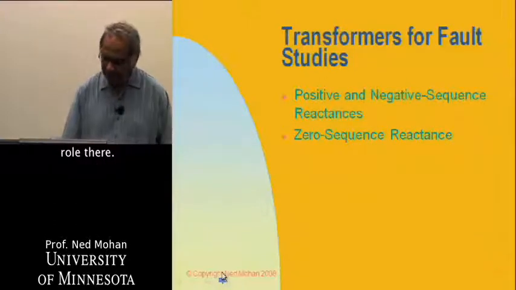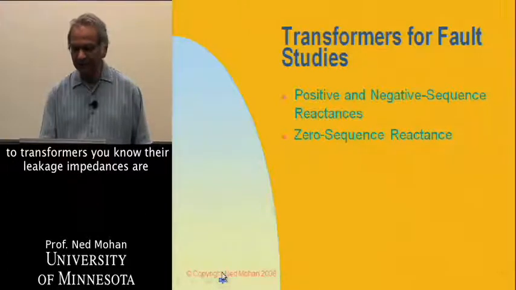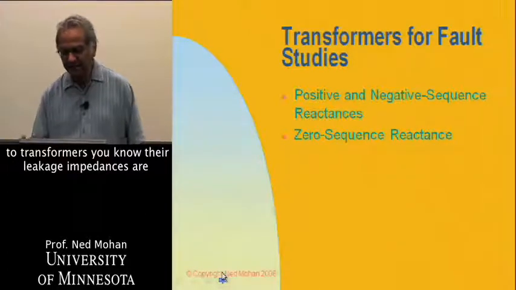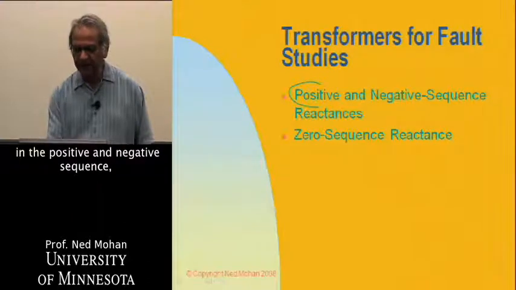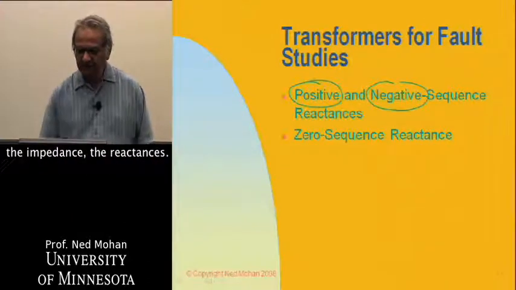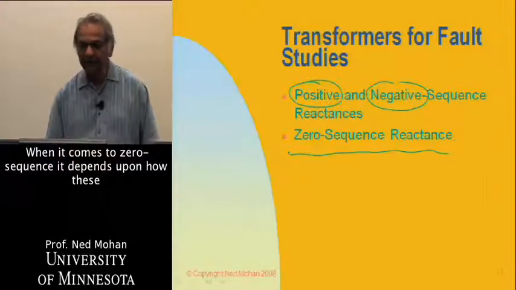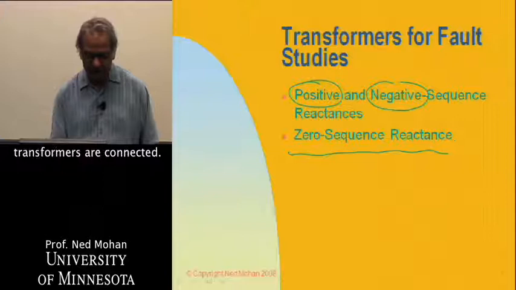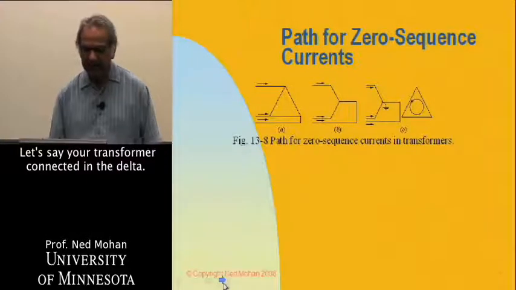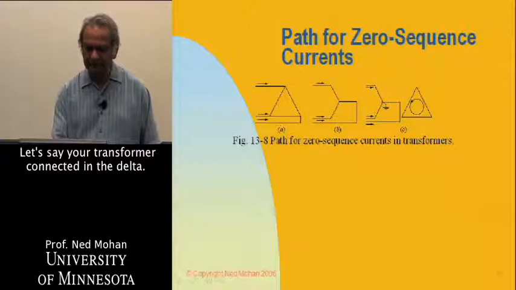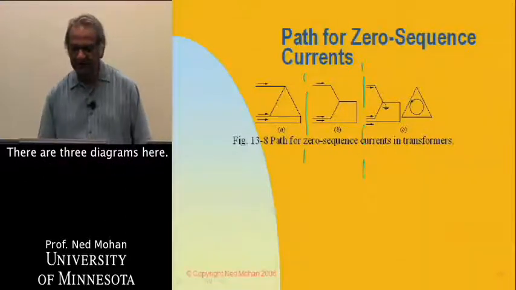All right, when it comes to transformers, their leakage impedances determine the positive and negative sequence impedances or reactances. But when it comes to zero sequence, it depends upon how these transformers are connected. So let's look at it this way here. Let's say your transformer is connected in a delta. There are three diagrams here. It's not very clear, but there are three diagrams here.